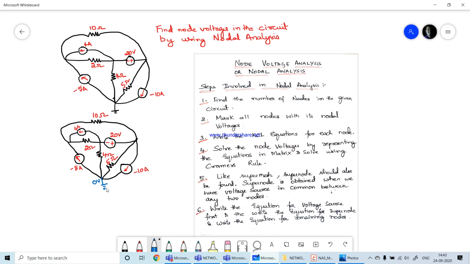So this reference node is 0 volts. By keeping this node as a reference, we try to see various other nodes in the network. If I measure the voltage at this point, due to this current source and this resistance, we will see some sort of voltage drop at this particular node. We will name this node 1.